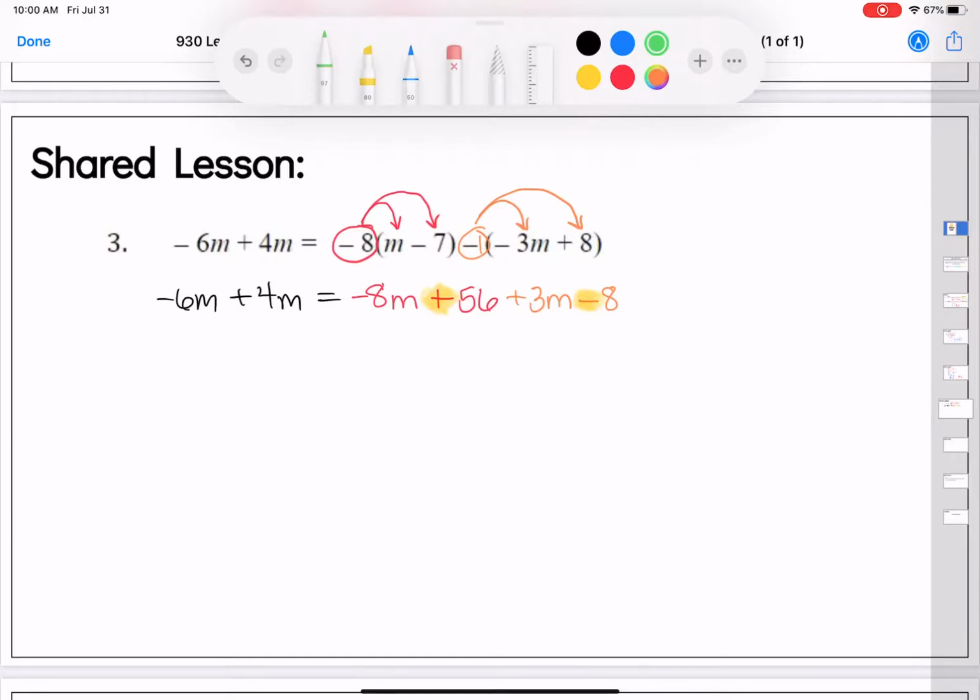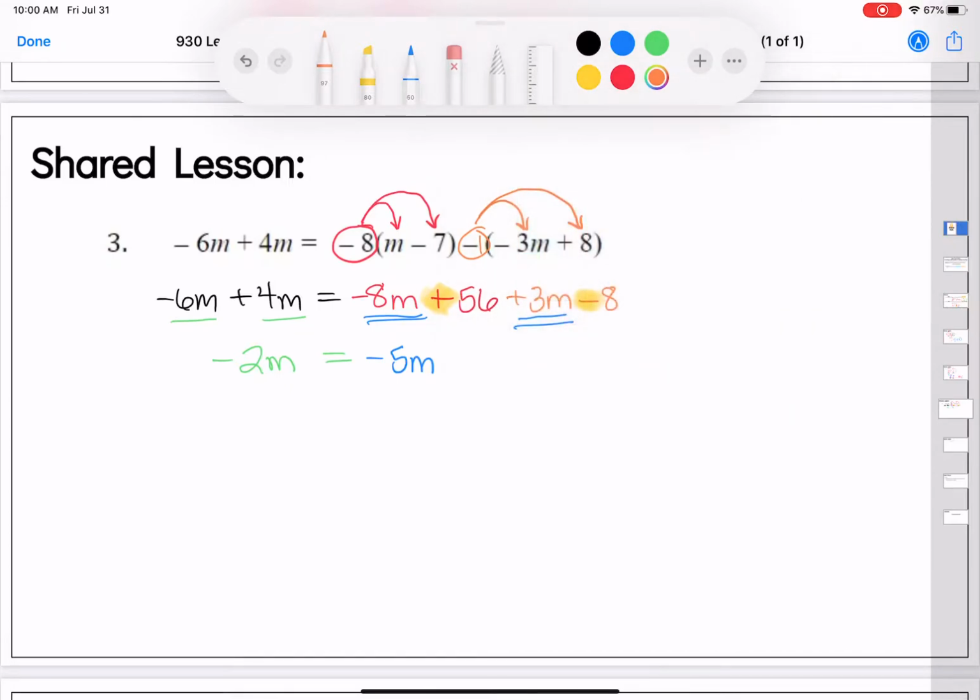Now I'm going to go for combining some like terms. So here I see negative 6m plus 4m both on the same side. So I have negative 2m on this side. All right. I have negative 8m and positive 3m on the right. Maybe I'll give it a double underline there. Negative 8m plus 3m gives me negative 5m.